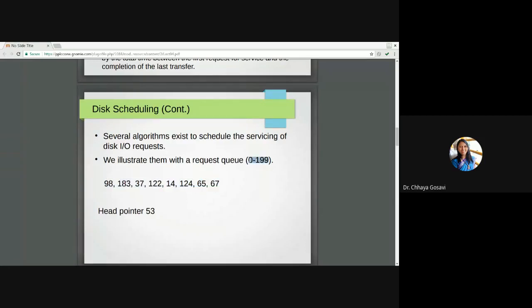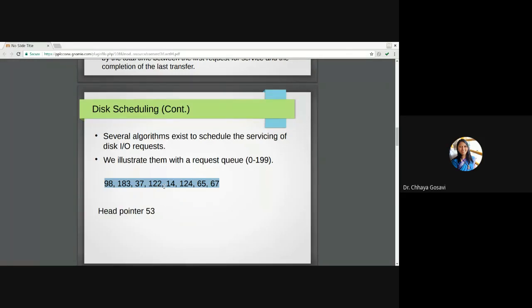Suppose we assume that we have tracks 0 to 199, and these are the requests. The first request is to read from 98, then 183, then 37. These are the track numbers, and the current head position is 53. So how do we complete all these requests so that the seek time, or access time, is reduced? So in the next lecture, I'll stop here.